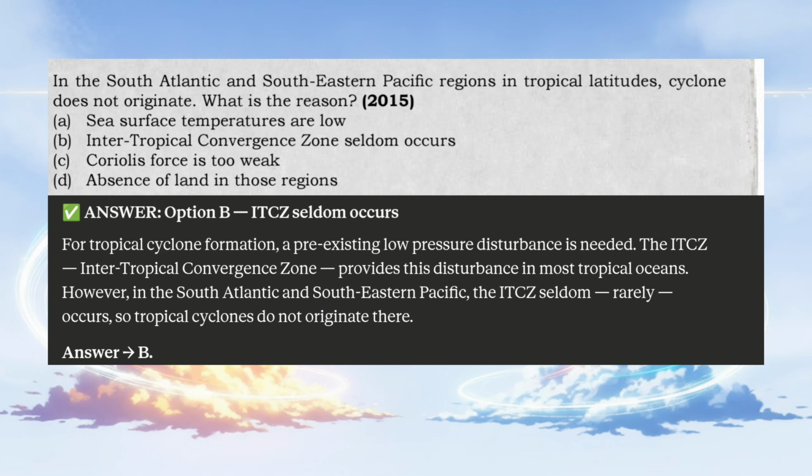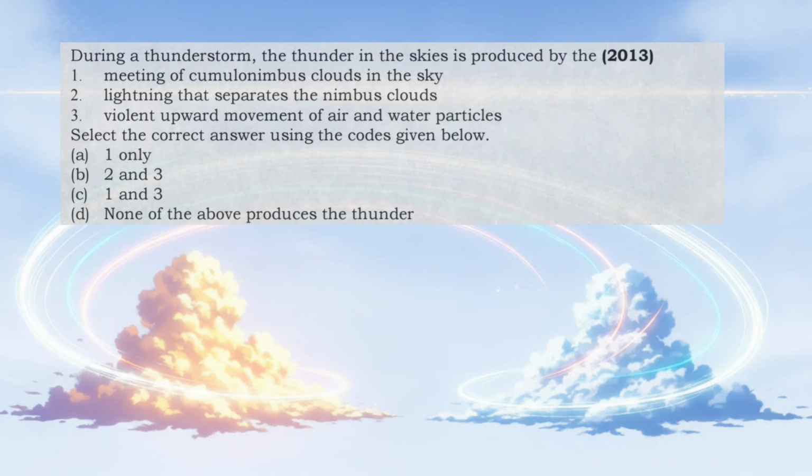Answer, option B, ITCZ seldom occurs. For tropical cyclone formation, a pre-existing low-pressure disturbance is needed. The ITCZ, intertropical convergence zone, provides this disturbance in most tropical oceans. However, in the South Atlantic and Southeastern Pacific, the ITCZ rarely occurs, so tropical cyclones do not originate there. Question 20, UPSC Prelims 2013.